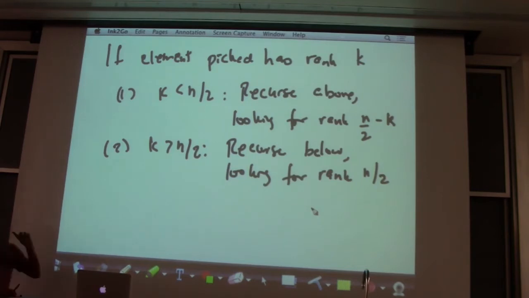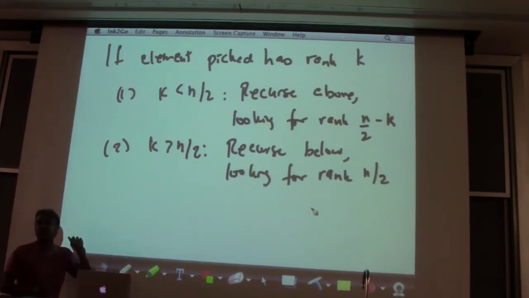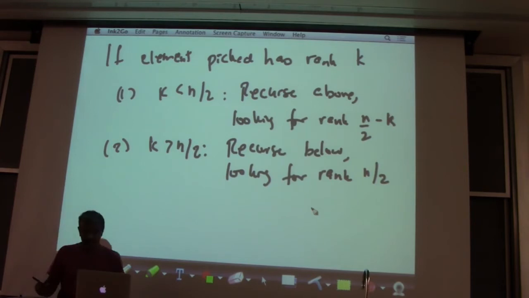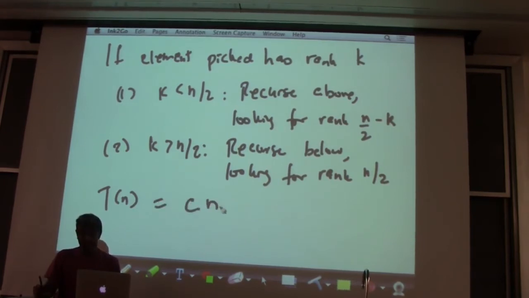Okay, what is the recurrence relation that describes this process? The recurrence relation that describes this process will be something like the running time on n items is equal to some constant times n, because I have to scan, plus the running time on some subset of what size? Well, if the element is less than n over 2, then I work on n over 2 minus k.